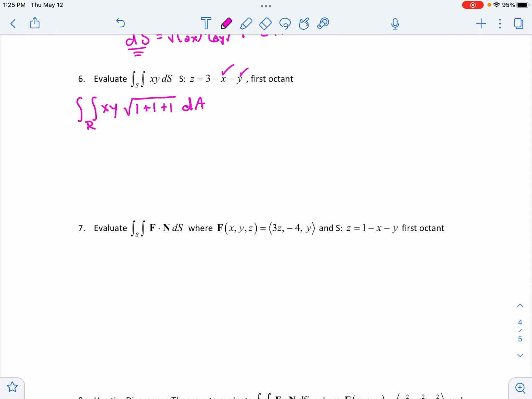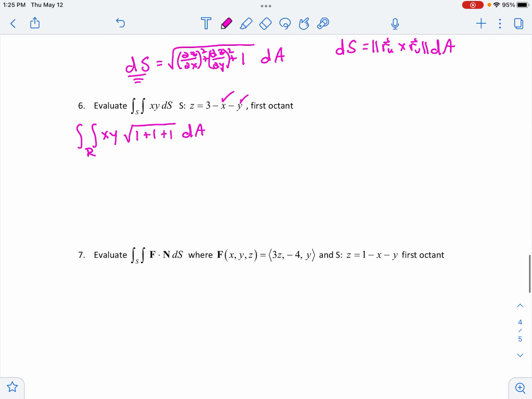Okay, so the packet begins with this part. Normally, if this were x, y, and z, I would need to substitute the z with 3 minus x minus y. But we don't have a z there, so we're good. So here's what we've got. We've got the square root of 3, and now we've got xy, and I'm projecting down here on the xy plane. Okay? So I've got x plus y equals 3.